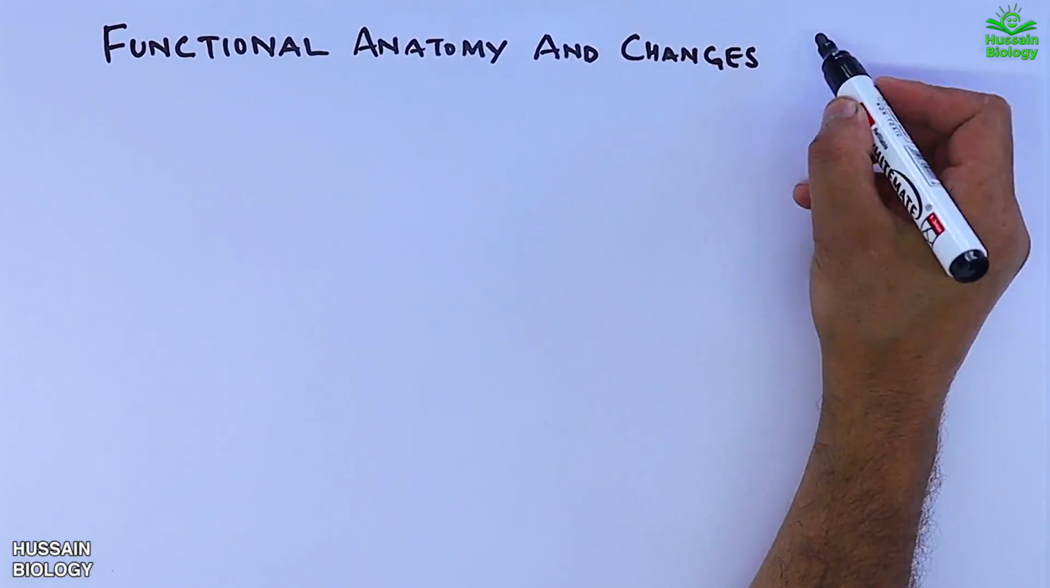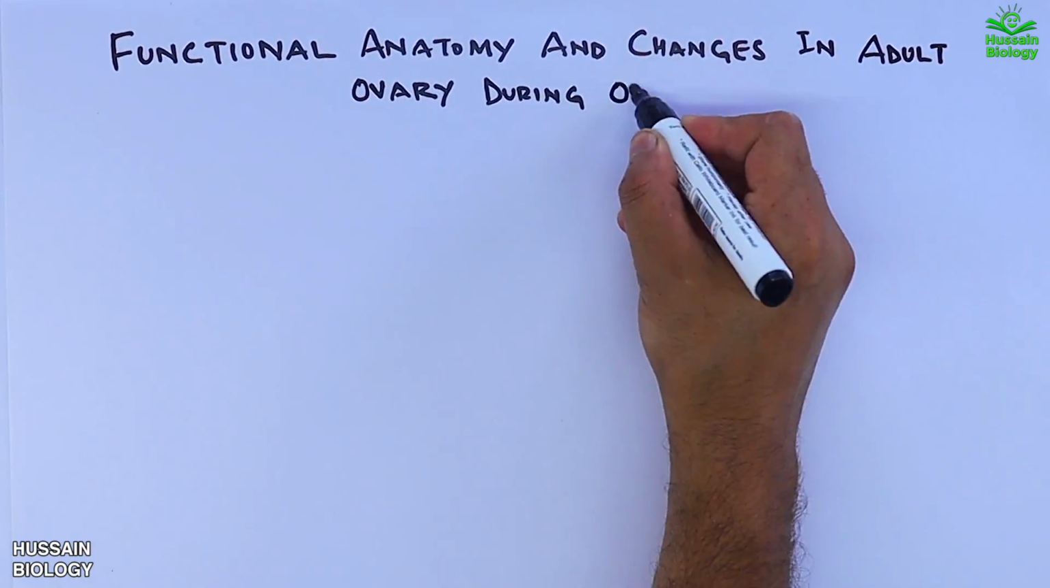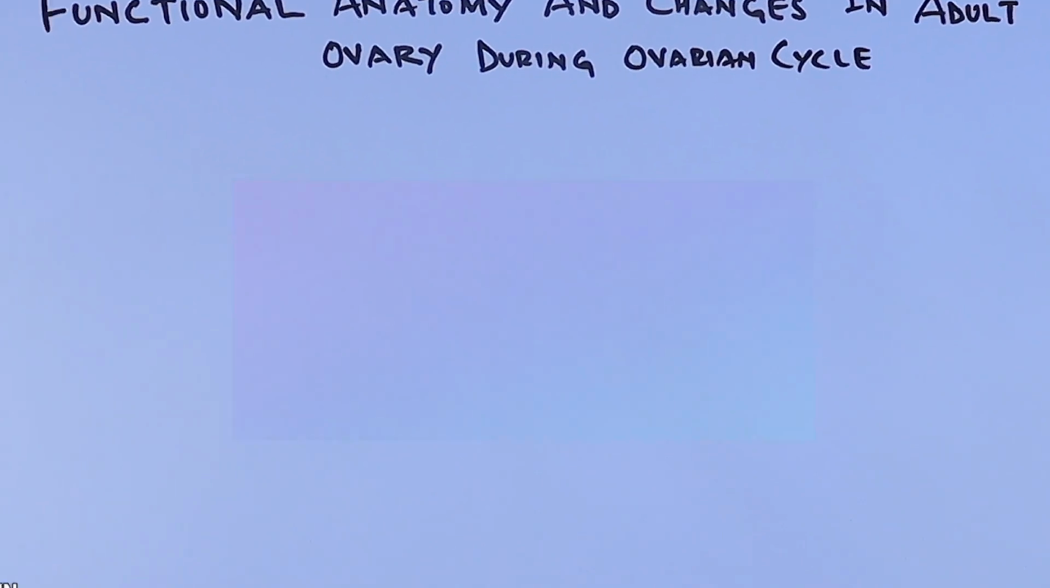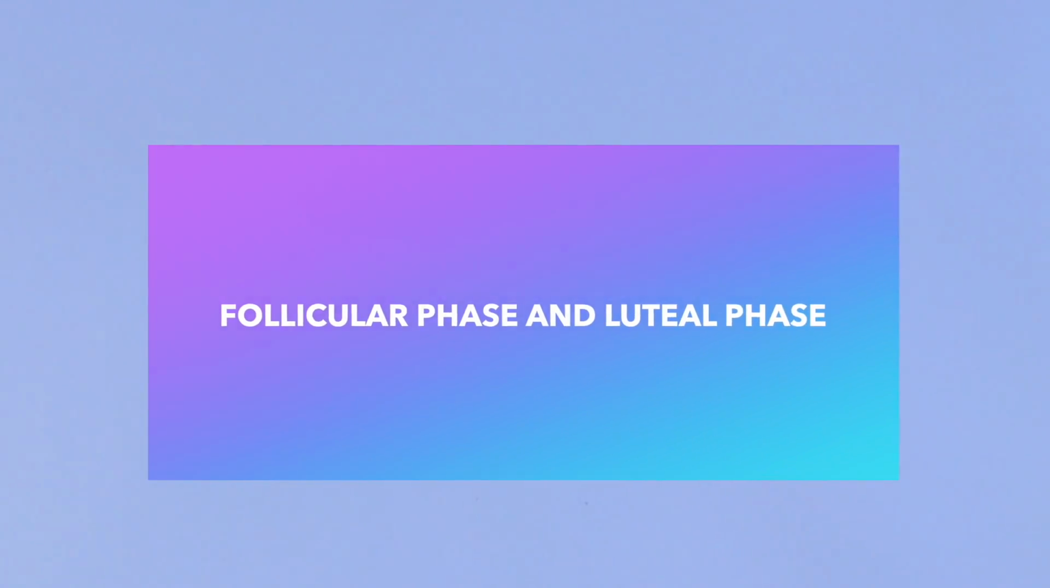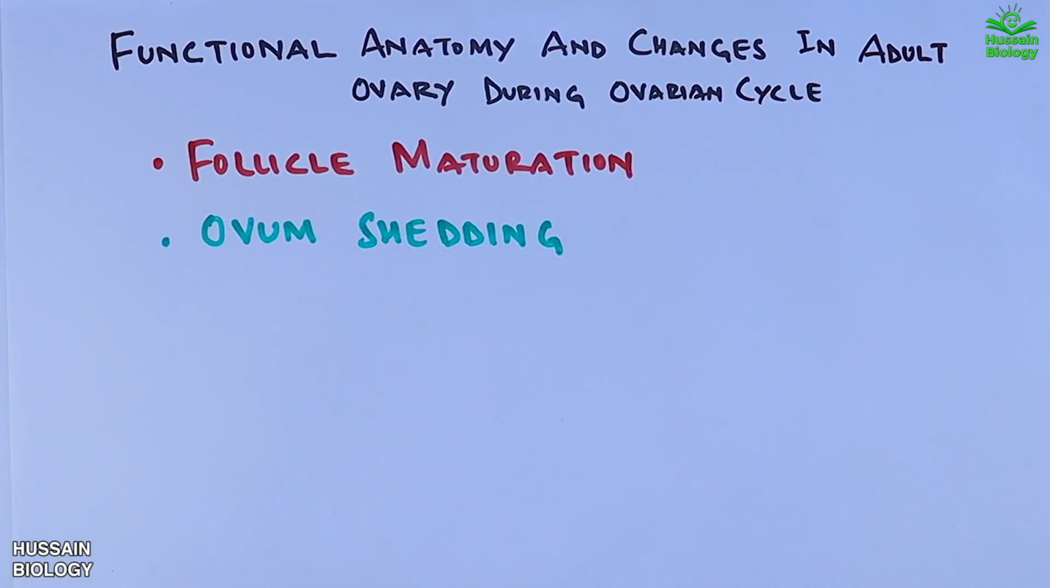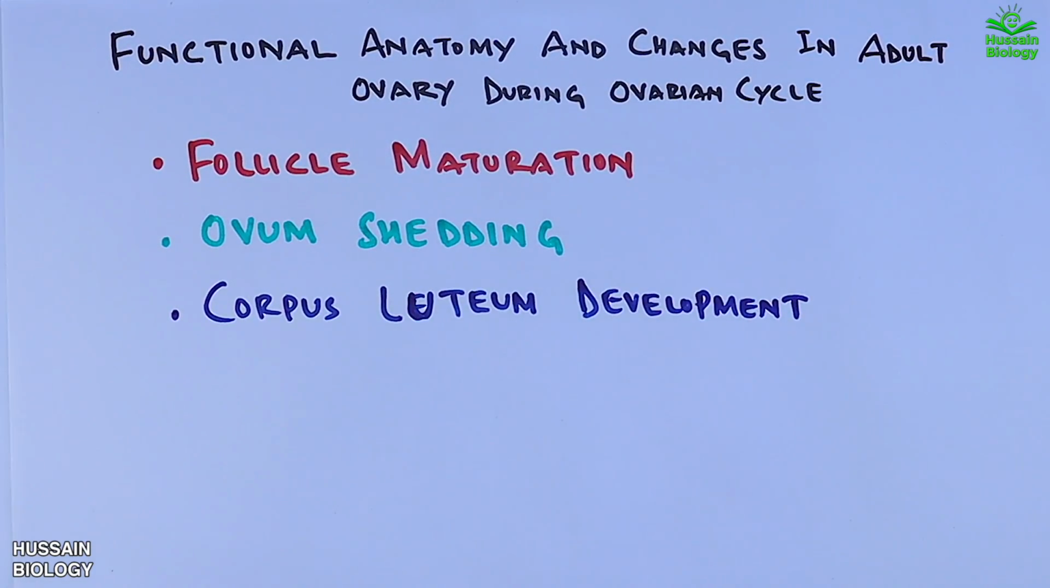Now in this video we'll be discussing the functional anatomy and changes in the adult ovary during the ovarian cycle. The adult ovary undergoes several changes during the ovarian cycle, which is the regular process of maturation and release of an egg in females. These changes are primarily driven by hormonal fluctuations and occur in two main phases, the follicular phase and luteal phase. First of all, we see follicle maturation, followed by ovum shedding and corpus luteum development. Now let's see these things in detail.